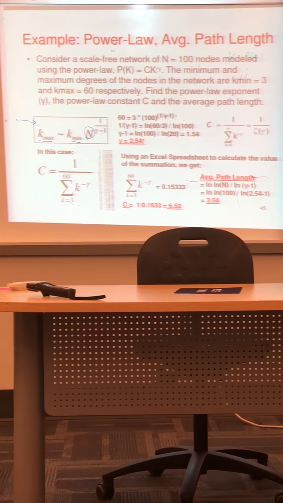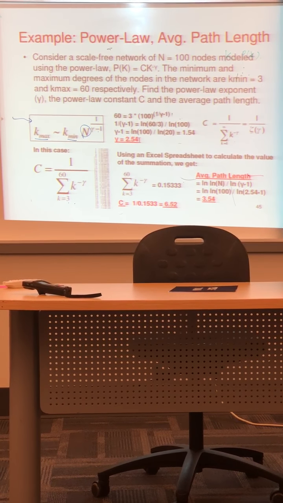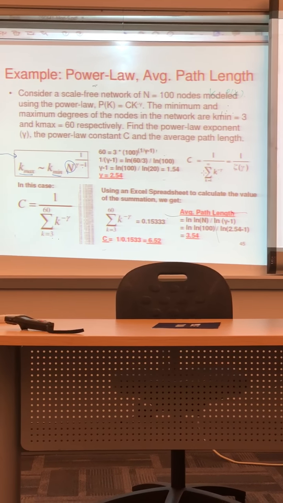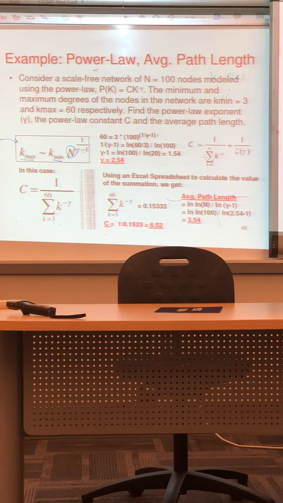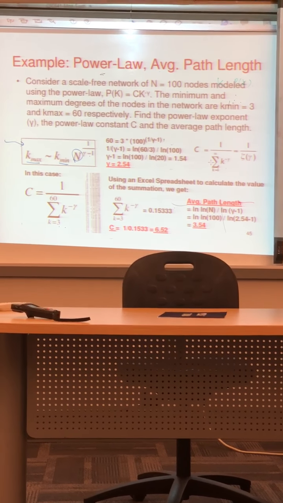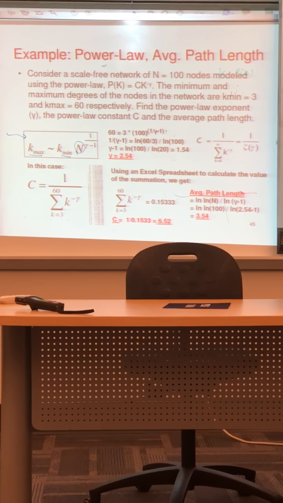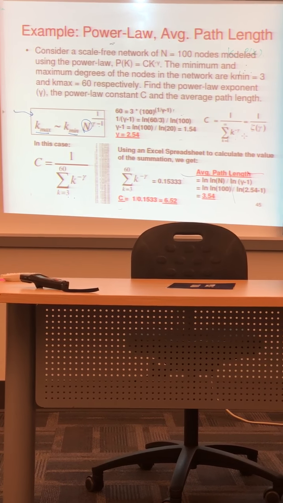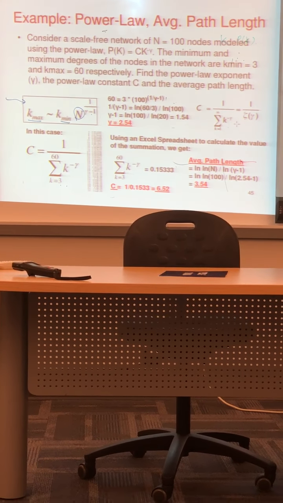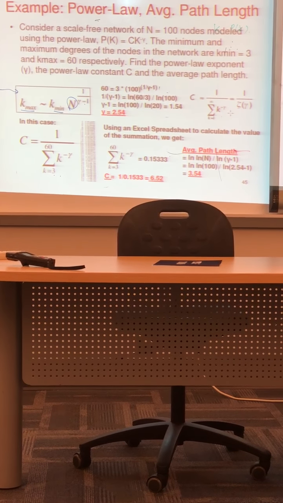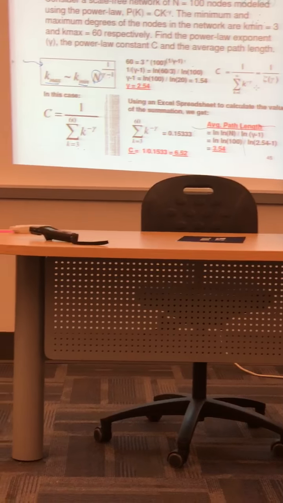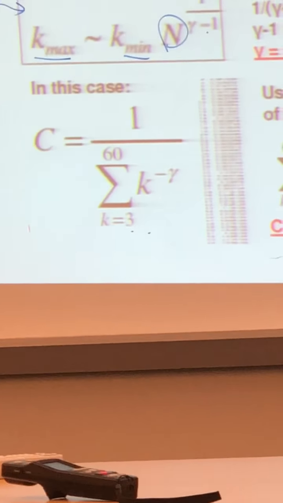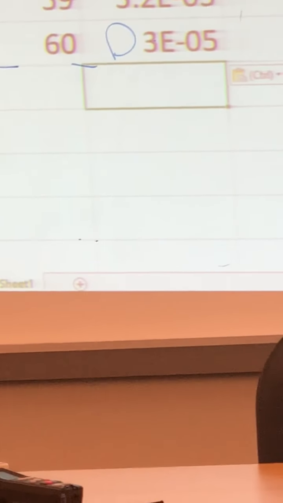So gamma is 2.54, right? Then this is the formula: C equals 1 over the summation. Remember that we saw this in the beginning of this module, in the topic on scale free networks? 1 divided by the summation of K raised to negative gamma, where K ranges from K min to K max. So that's what we are doing here. K min is 3, K max is 60.